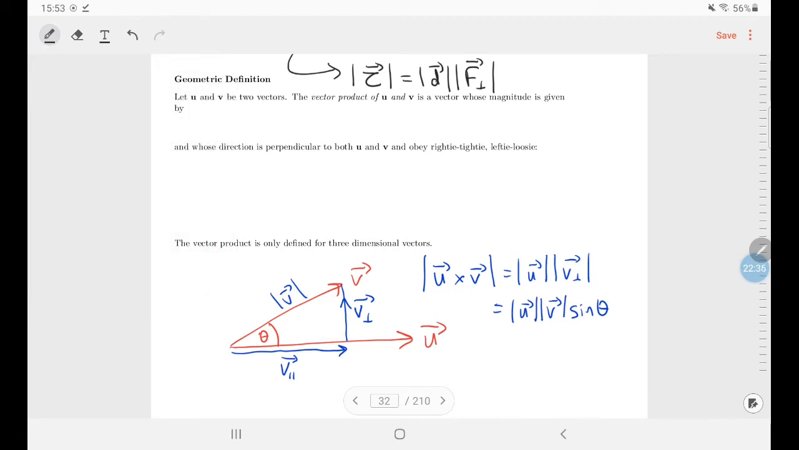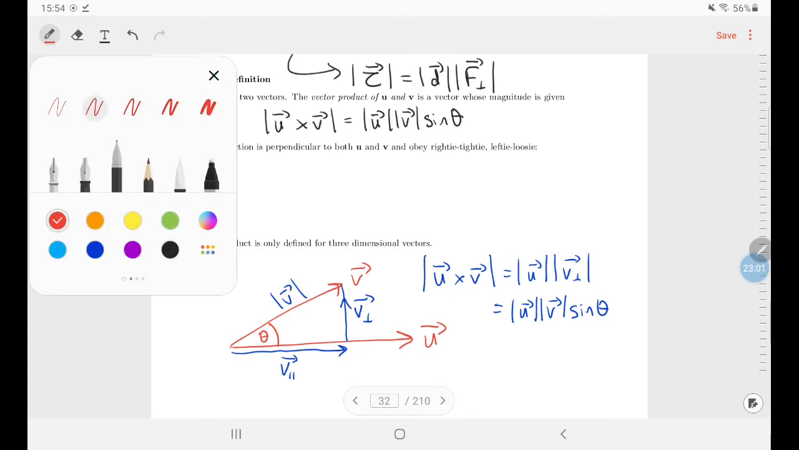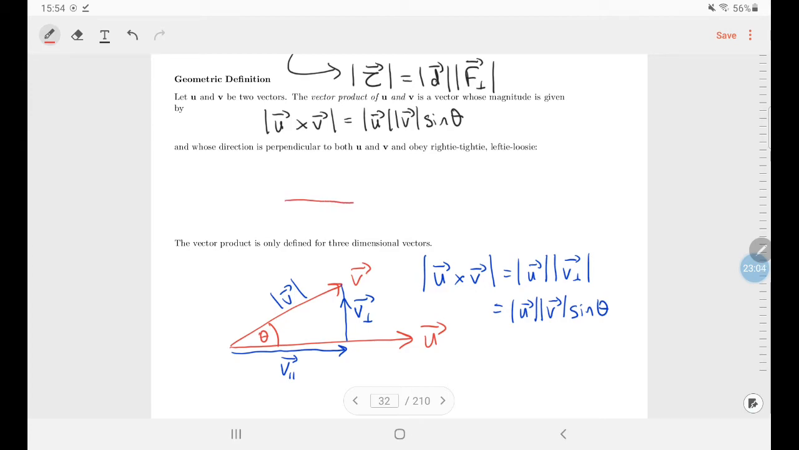So the vector product of u and v is a vector whose magnitude is given by the magnitude of u cross v is equal to length of u, length of v, sine of the angle in between. And the direction is perpendicular to both u and v. Now that gives two options.